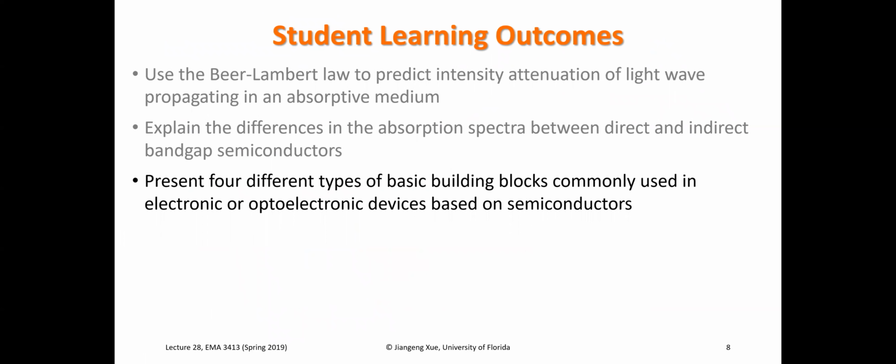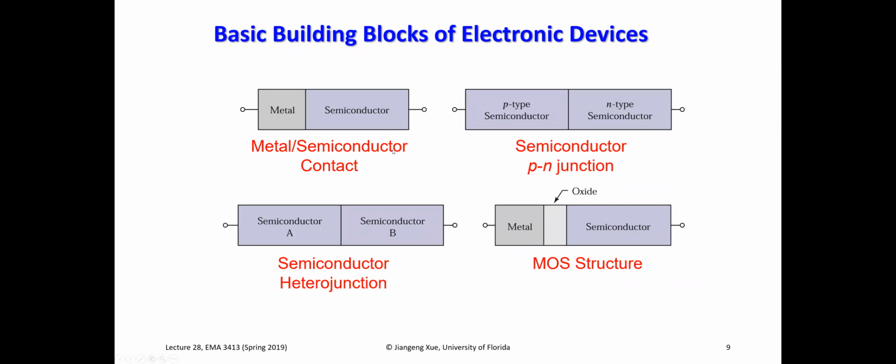The last student learning outcome is regarding semiconductor devices. Since we didn't go very far, here I'm only requiring you to present 4 different types of basic building blocks that have been commonly used in semiconductor devices. One is the metal semiconductor contact, and the second one is the semiconductor pn junction, for example p-type and n-type silicon. Then if the semiconductors are different, let's say you have silicon on germanium, or gallium arsenide on aluminum arsenide, you have so-called semiconductor heterojunctions.